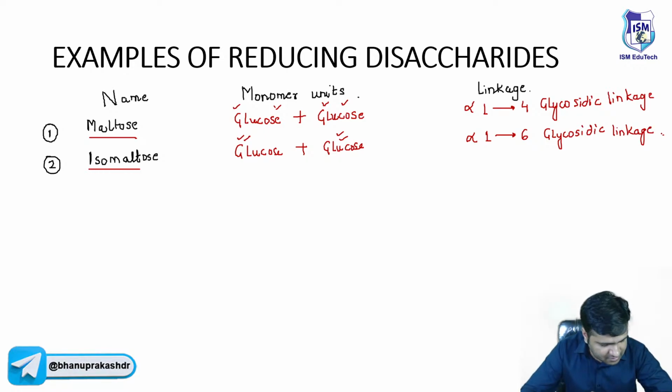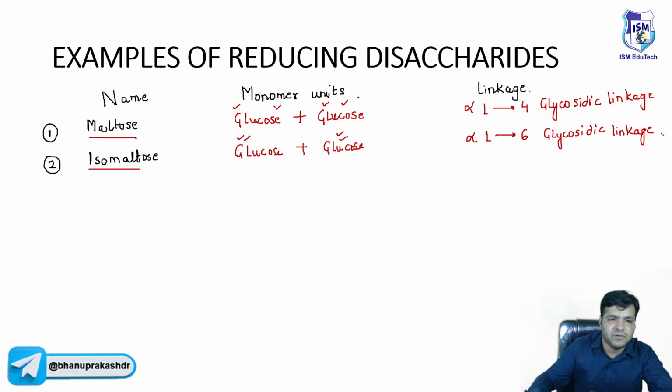Alpha 1 to 6 glycosidic linkage. Yes, very good, beta. It is alpha 1 to 6. The difference between maltose and isomaltose is in the linkage. I will show these structures. Absolutely no need to worry.